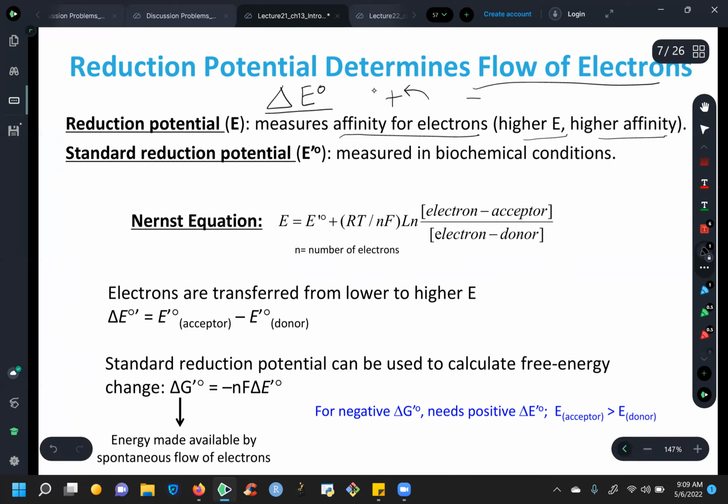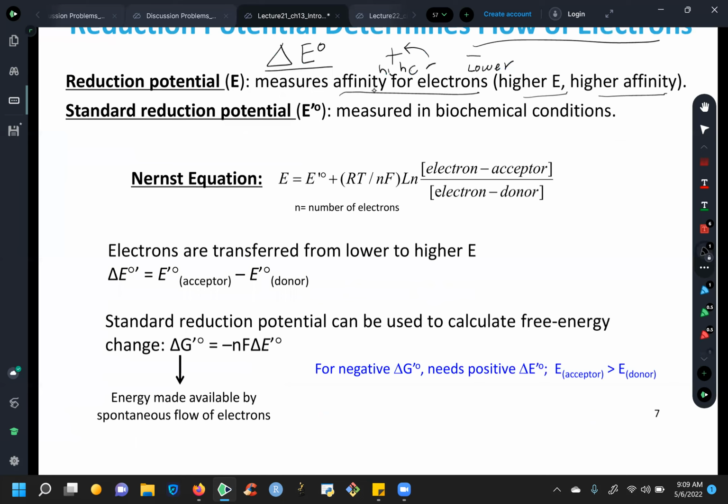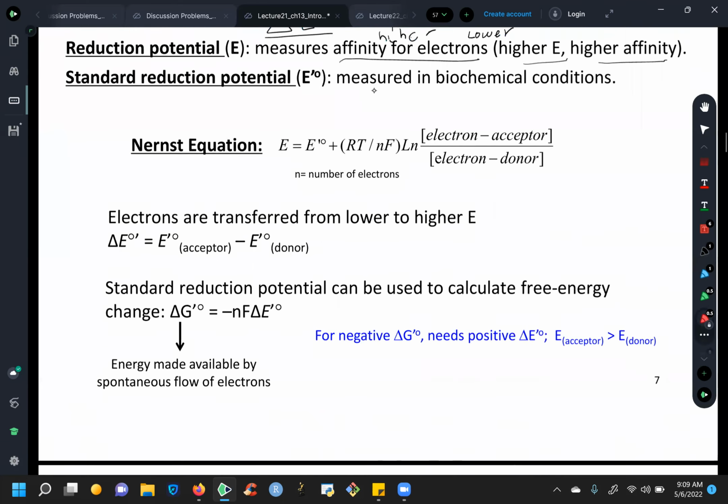If you look at the negative sign, this is a lower number, and if something is more positive, then it's a higher number. So the higher the reduction potential, the higher the affinity for the electrons. And then we have the Nernst equation. N is the number of electrons. You're going to be given a table with the half reactions, and in the reactions, sometimes there will be one electron, or sometimes two electrons, and that's the number you're going to use for the N.